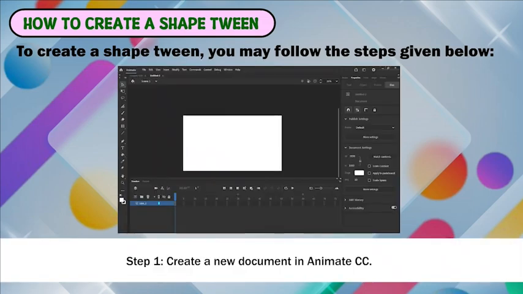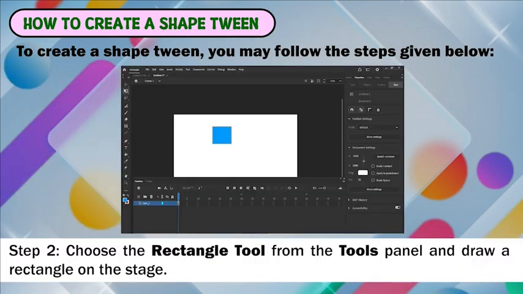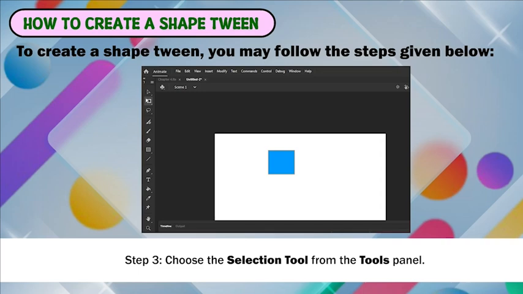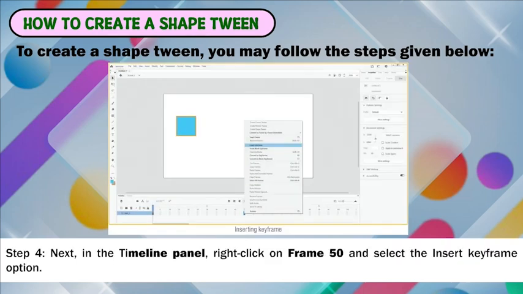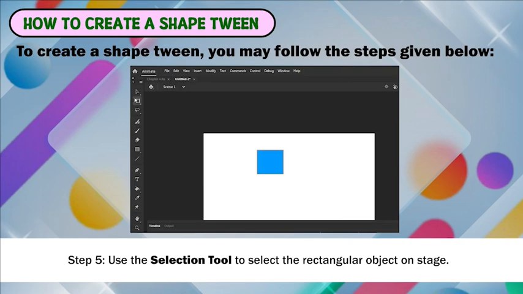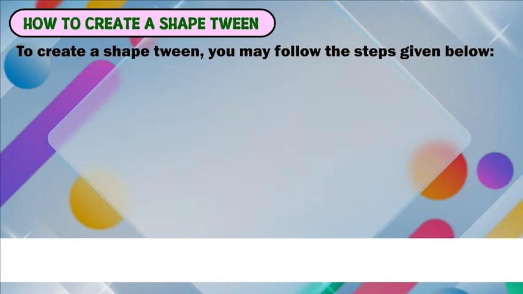Step 1. Create a new document in Animate CC. Step 2. Choose the Rectangle tool from the Tools panel and draw a rectangle on the stage. Step 3. Choose the Selection tool from the Tools panel. Step 4. Next, in the Timeline panel, right-click on Frame 50 and select the Insert Keyframe option. Step 5. Use the Selection tool to select the rectangular object on stage.